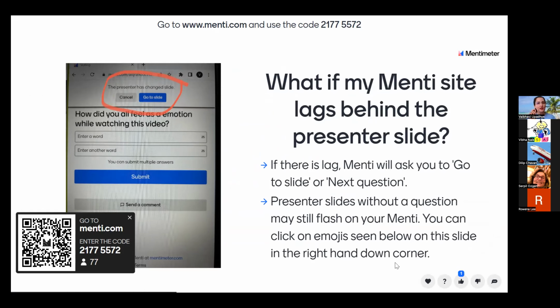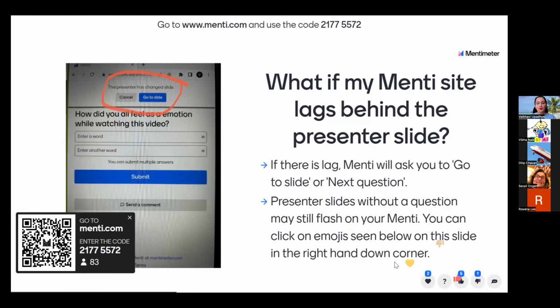Just see something called go to slide. As you can see in this photograph, you can click on that and Menti will take you to the most recent slide that is seen on Zoom here. So no worries if you lag behind. Go to slide, or the next question, or refresh. These are the 3 words. You have to just find it and click on that for you to catch up with me.